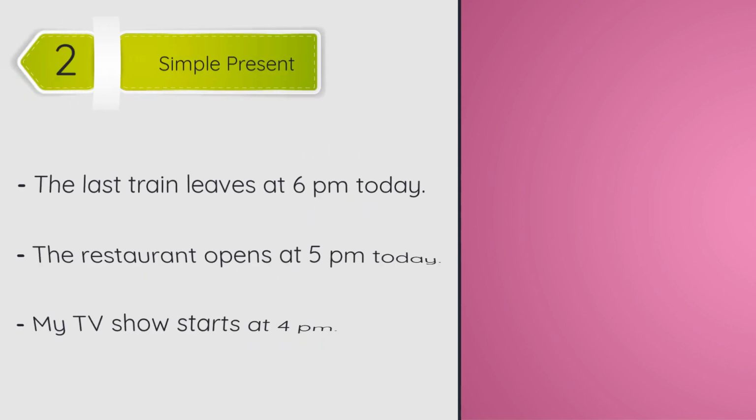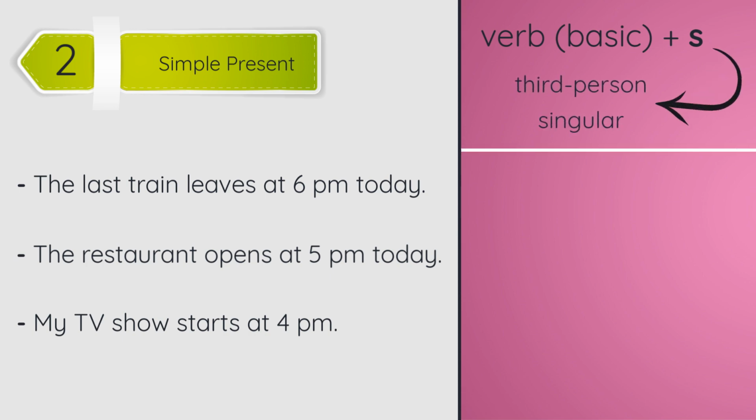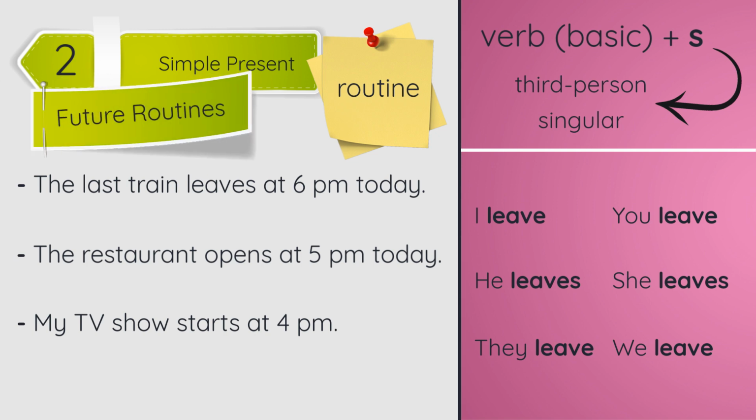We can also use the simple present to talk about the future. So, the simple present is when you take a verb and it's in the basic form. Usually you add an s if it's third person singular. For example, I leave, you leave, he leaves, she leaves, they leave, we leave. So this is all simple present. In your classes, you probably learned we use the simple present when we talk about routine. We can also use the simple present when we are talking about routines in the future.